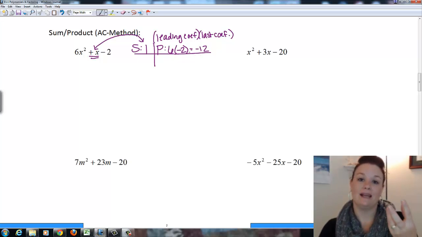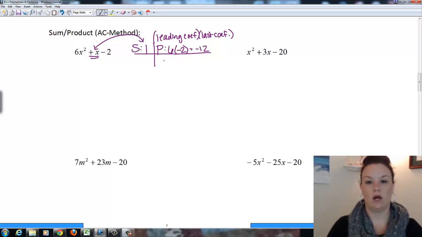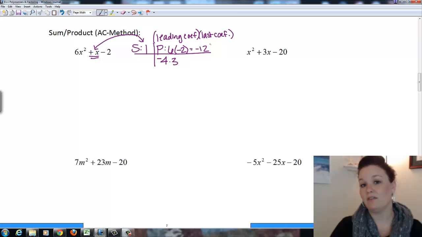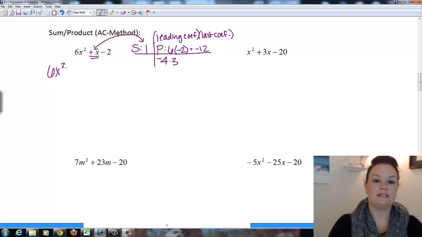So I'm looking for something that I can multiply to get negative 12, that I can sum or combine to get a positive 1, which in this case would be 4 and 3. If I want to be left with a positive 1, that means my 4's got to be negative. Okay, still works. Negative 4 times positive 3 gives me the negative 12 of my product. Negative 4 plus 3 gives me the positive 1 I need for my sum. So what I'm going to do is I'm going to take these 2 numbers and replace this middle term. When you replace the middle term, make sure you keep the label the same. So here my middle term label was x. So I'm going to replace this plus x with minus 4x plus 3x minus 2.